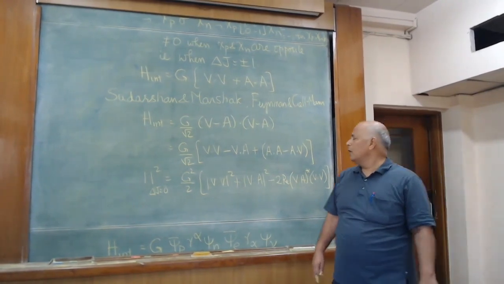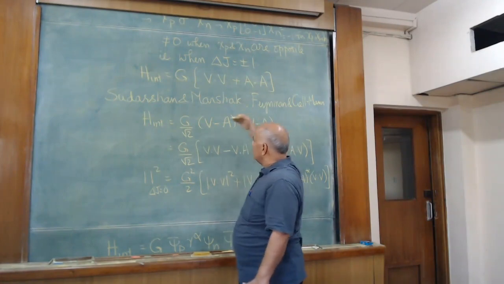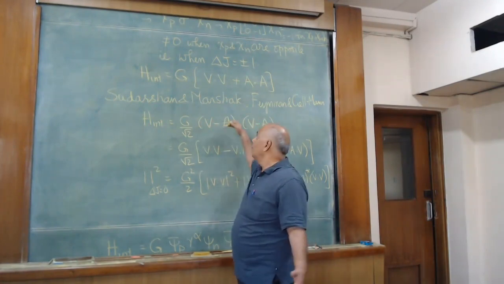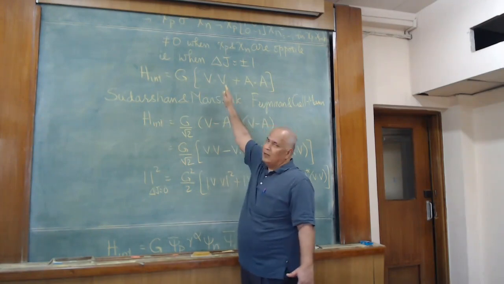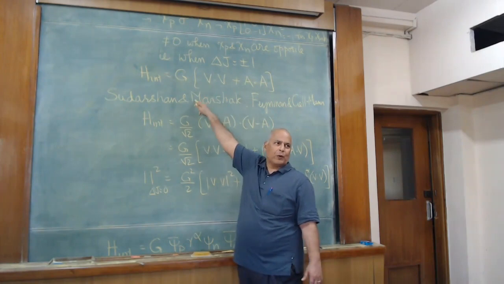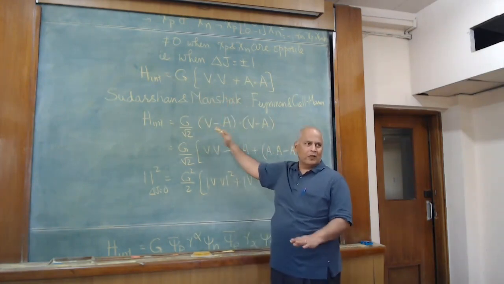And now you can say the interaction Hamiltonian has a much neater form compared to here. Here you have a sum of two products, but here you have a single product.